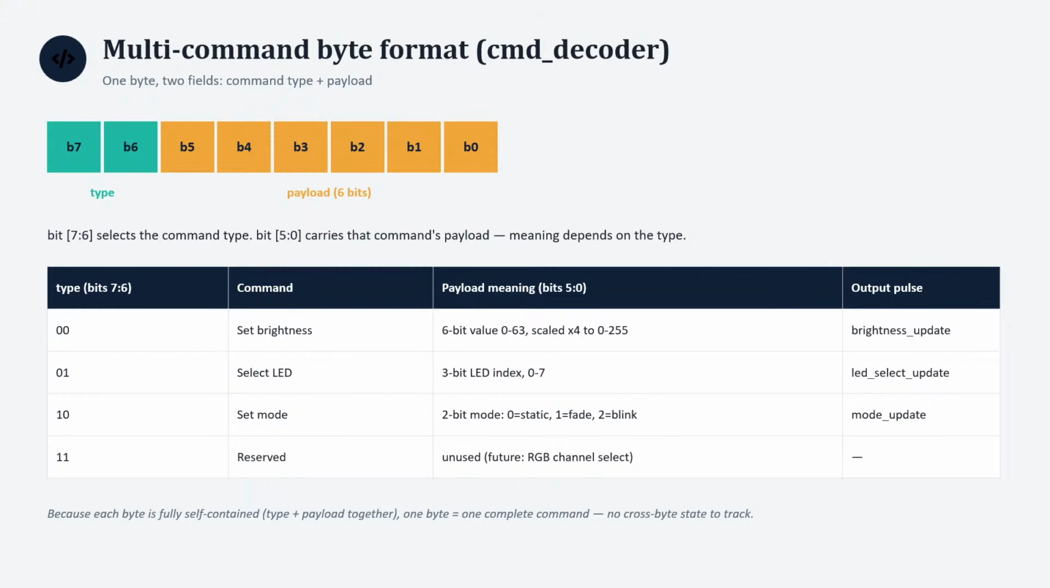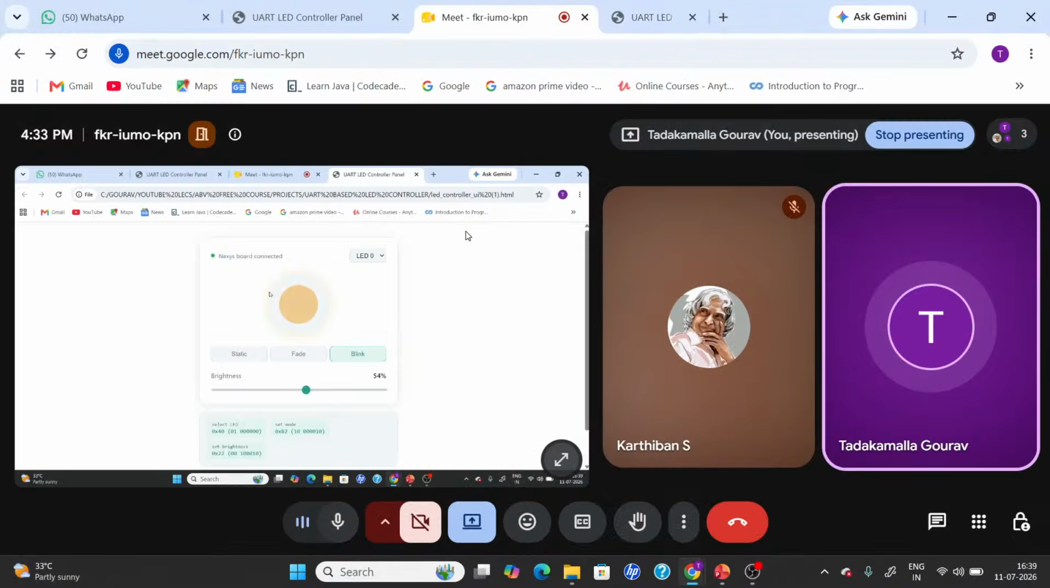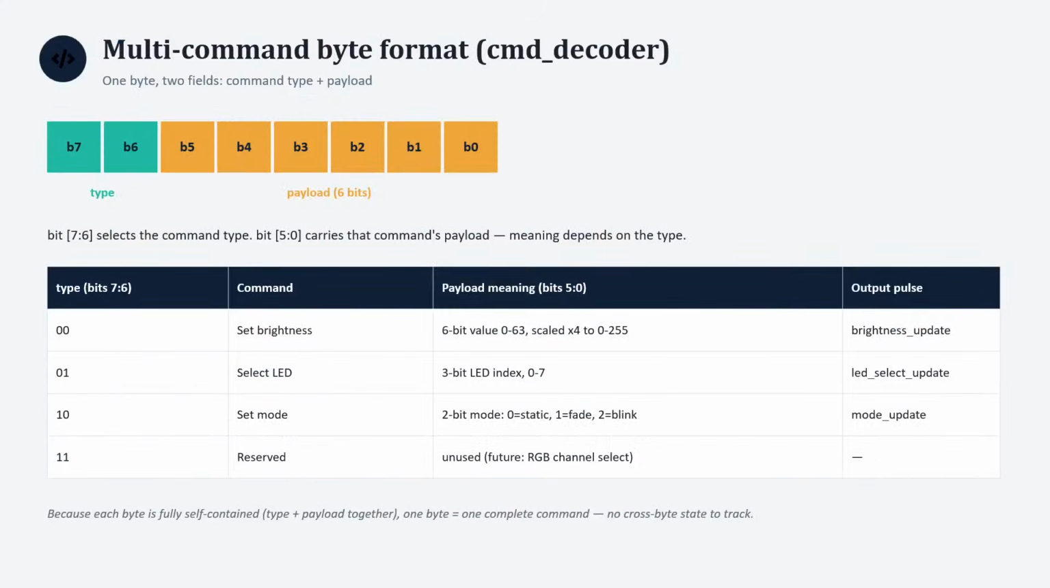Now, first of all, before going to understand the coding and all, we need to understand one more thing over here. One second. So we need to understand the command format. Without understanding the command format, we cannot build this particular project. So what is this command format? Whatever the Python script the user is going to send, he is going to basically send me 8 bits of data.